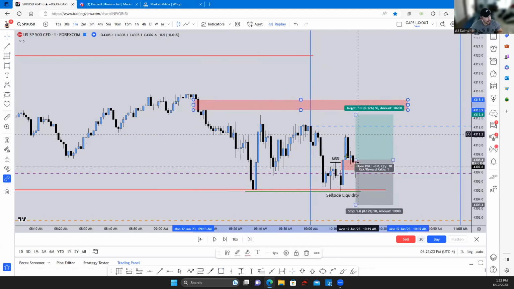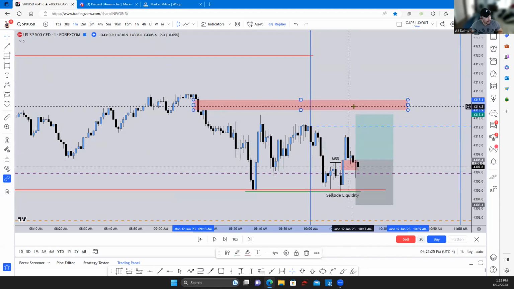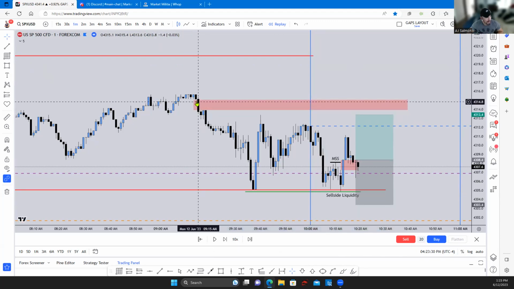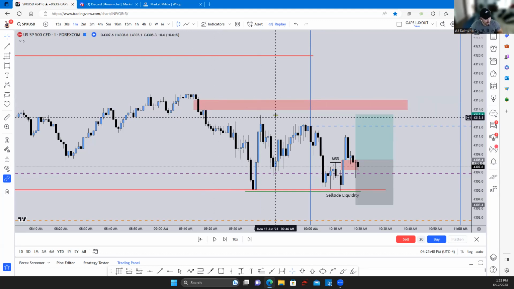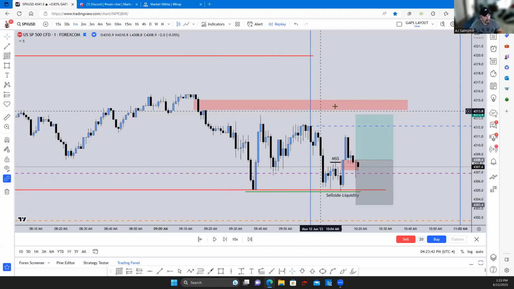Okay, so price is probably going to want to come back up here, offer it for buys because it was only offered as sells here. So this is a fair value gap, and it was only offered for sells here. So in order to create fair value in the market, it has to come up and trade as buying opportunities.